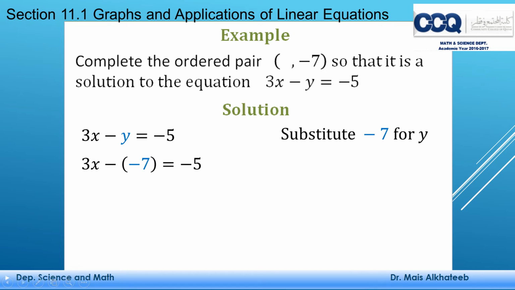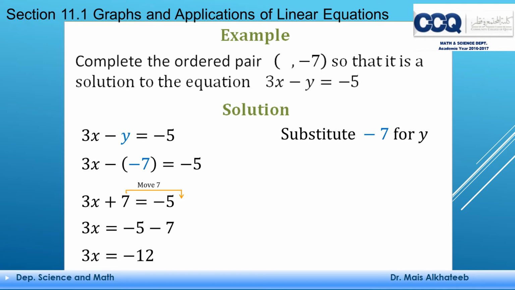Minus multiplied by minus is plus. So I have 3x plus 7 equal minus 5. Now I move 7 to the other side. I have minus 5 minus 7, which is minus 12.